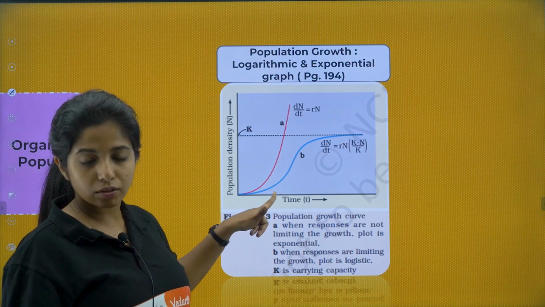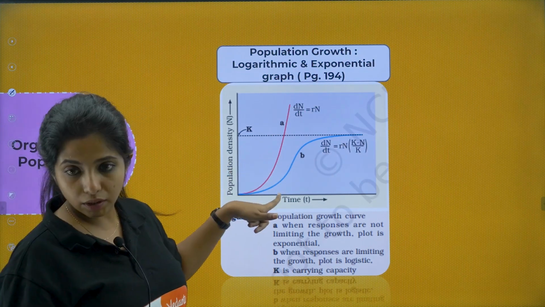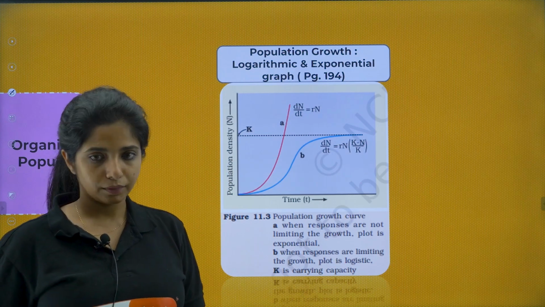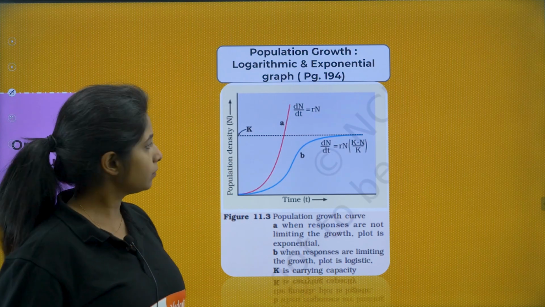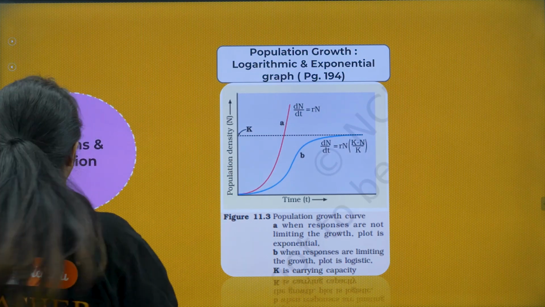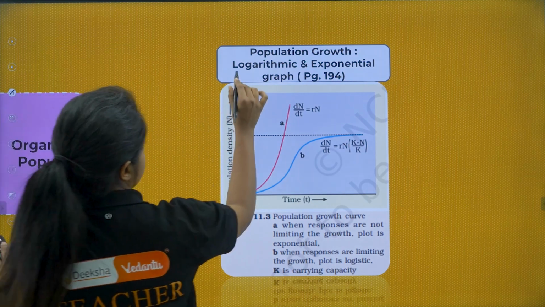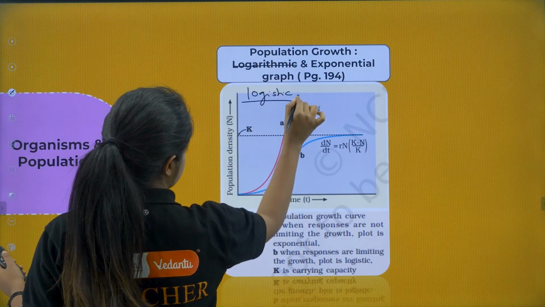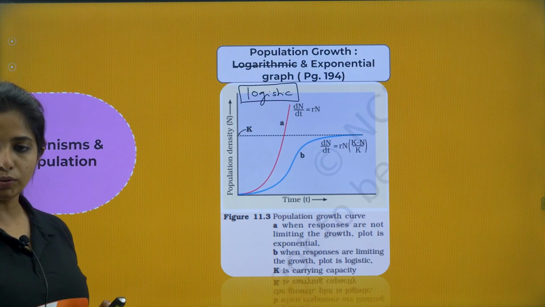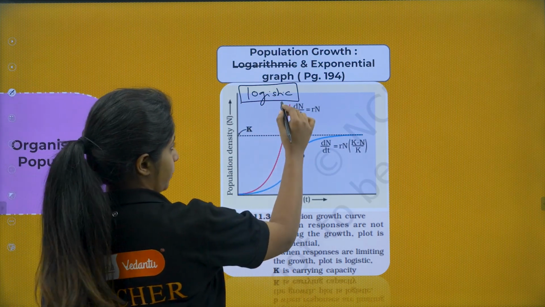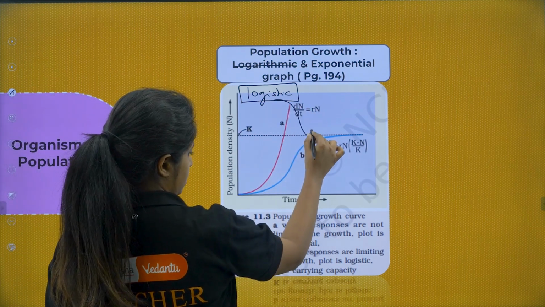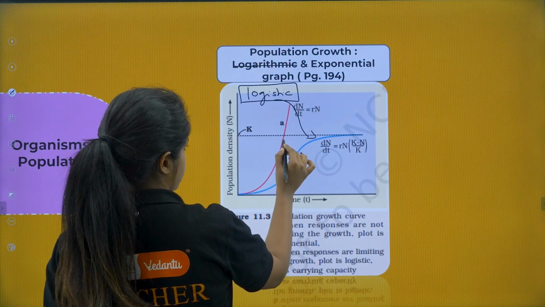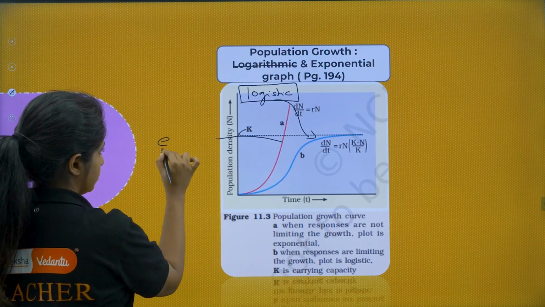The J-shaped curve is for exponential growth, and the other one is for the logistic one. Better you say it as logistic only, because it is given in your NCERT. So this is that, and this will be exponential.